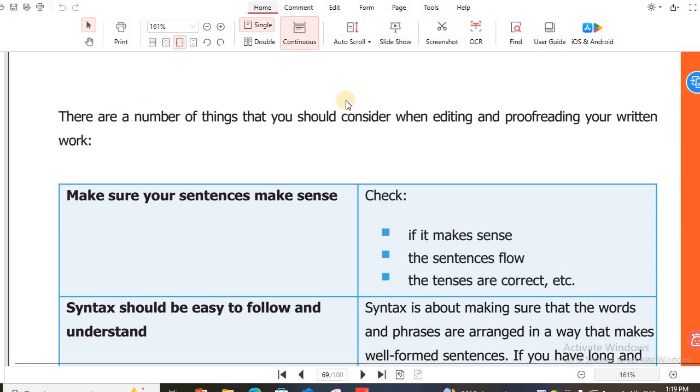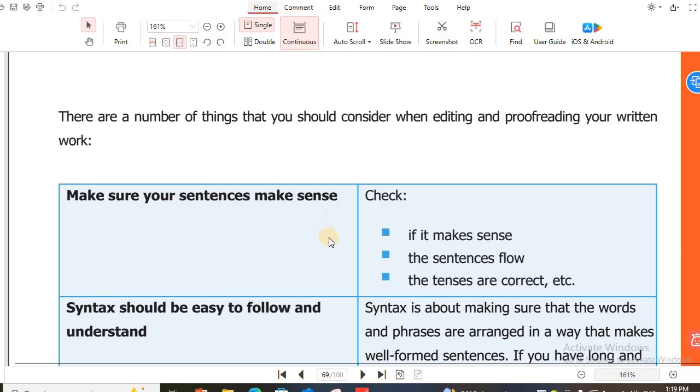Okay, this is about editing and proofreading. It's very important to edit and proofread your written work. This is why there are a number of things that you should consider when you proofread and edit. Make sure your sentence makes sense.